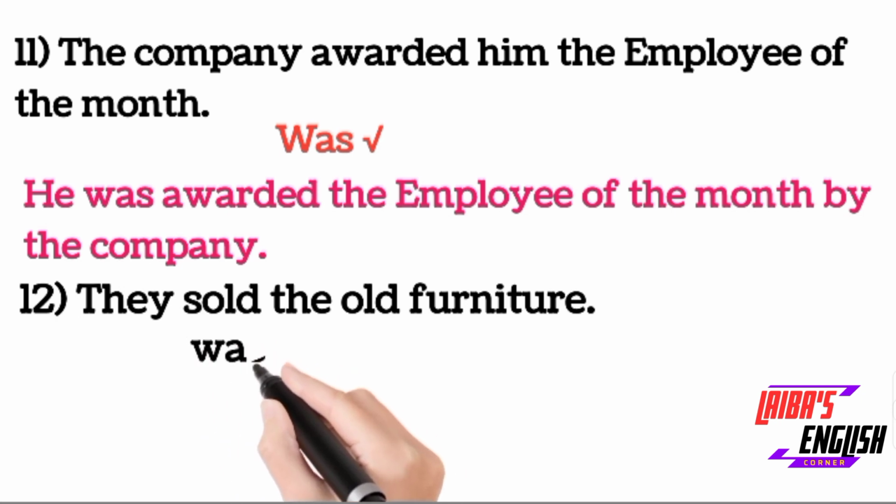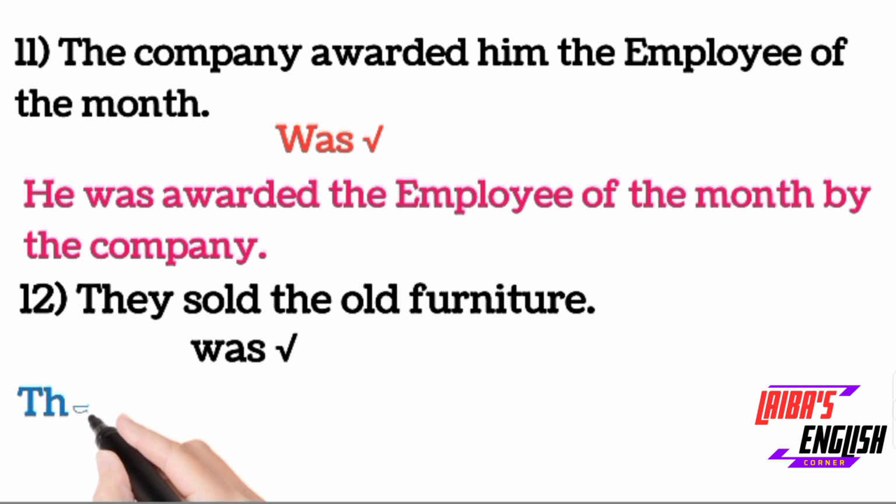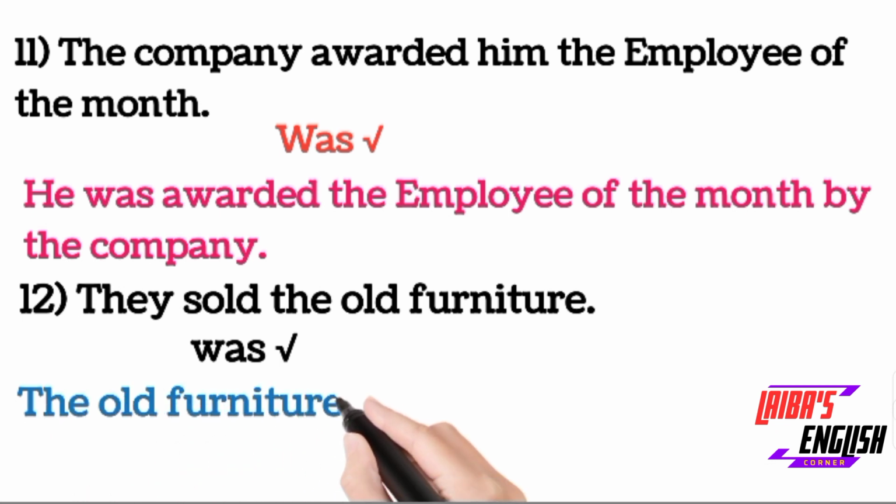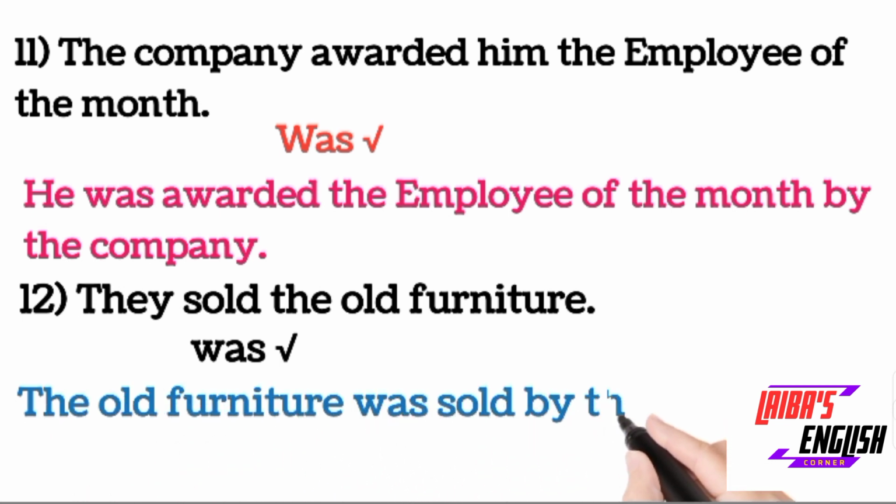12th example is they sold the old furniture. So sold is already used as a third form. So we will use was because it is a past tense. So the old furniture as a subject, the old furniture was sold by them.